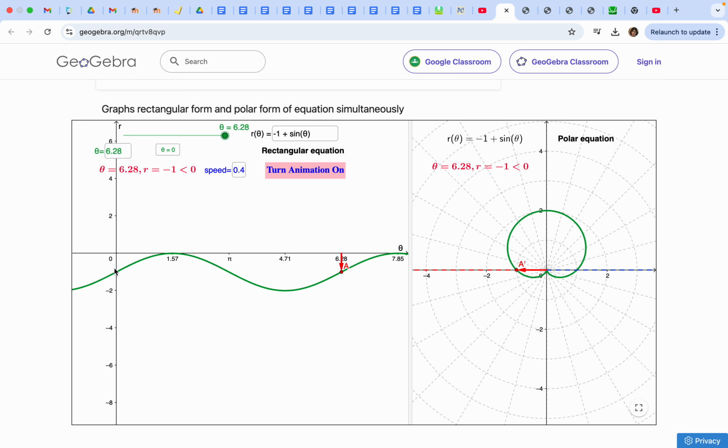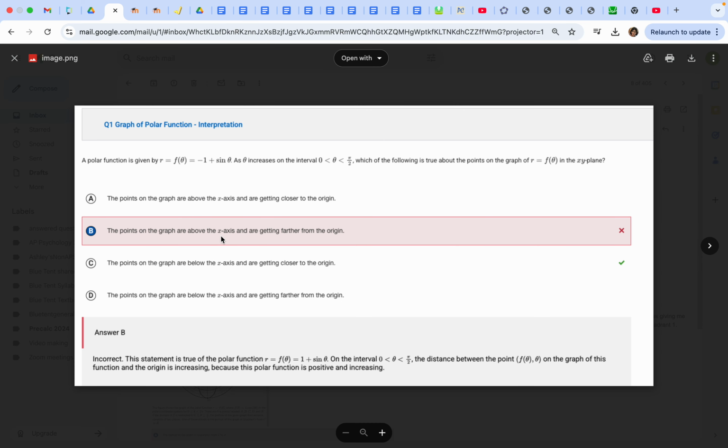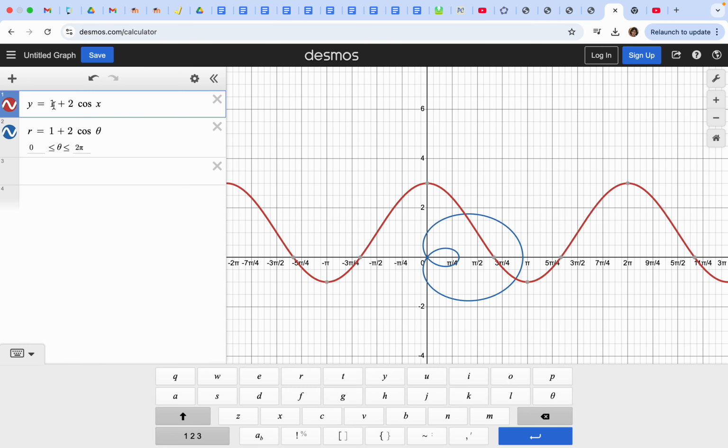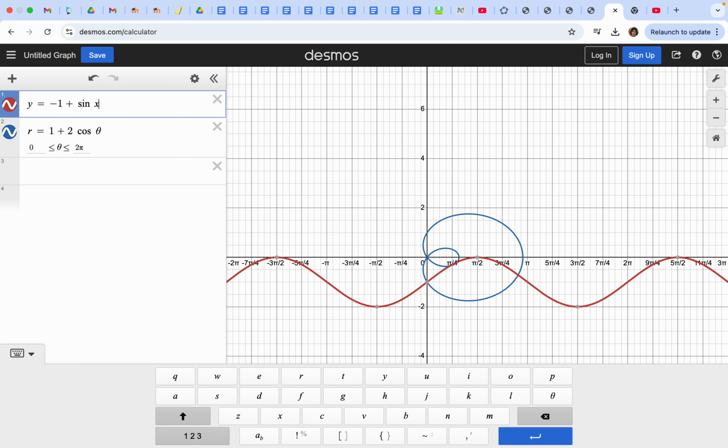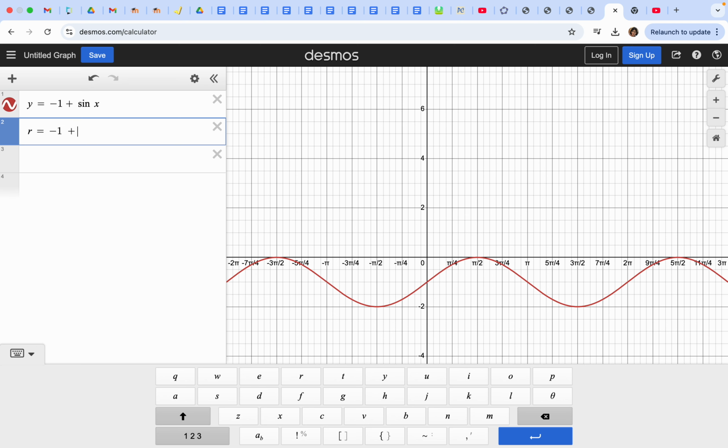All right, so this whole time, sorry, I have to go back to the question here just to make sure. So it says we're only concerned between 0 and pi over 2. So let's switch this to here. So we have -1, and we have the sine of x. Not x. We want theta.